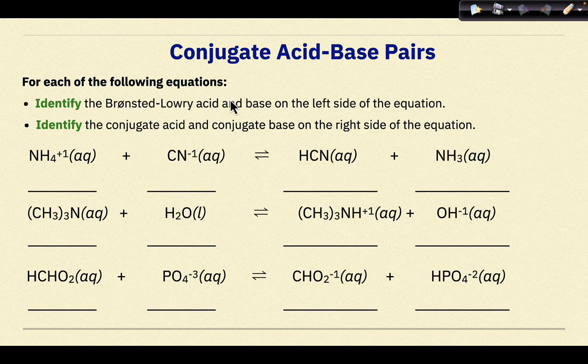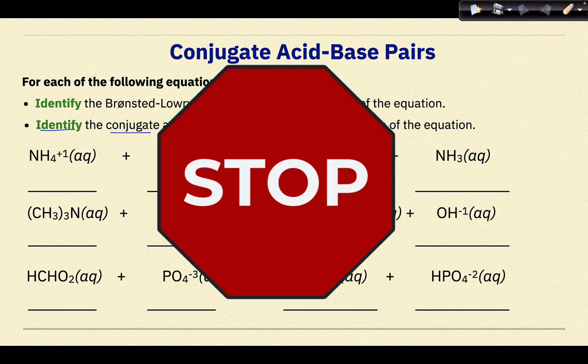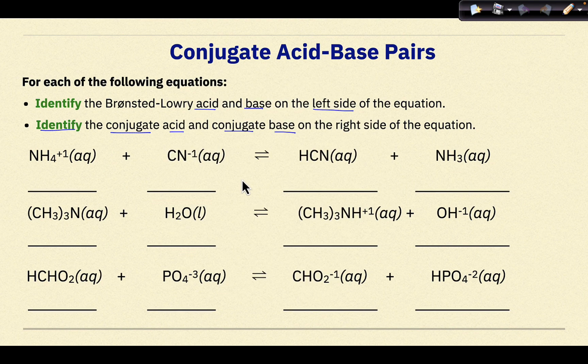For each of the following equations, identify the Brønsted Lowry acid and base on the left side of the equation. Then identify the conjugate acid and conjugate base on the right side of the equation. So what I'd like you to do is stop, see if you can do this on your own, and then check your work. Okay, welcome back. Let's see how you did. So when we look through this first example, we want to say to ourselves, okay, our Brønsted Lowry acids and bases are going to be over on the left-hand side. The conjugate acids and bases will be labeled over on the right-hand side.